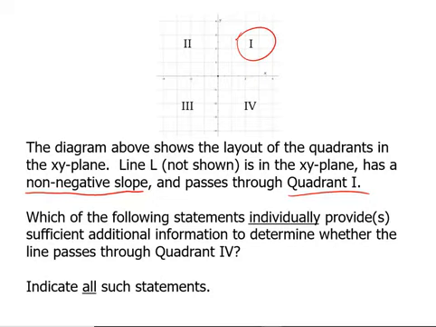And we want to know which of the following statements individually by itself provides sufficient information to determine whether the line passes through quadrant 4. And so if we get a piece of information and it allows us to give a definitive yes answer, yes, it absolutely goes through quadrant 4, then that's sufficient. Or if we get a piece of information, we can say yes, absolutely it does not go through quadrant 4, a clear no, that would also be sufficient. If we get a piece of information that leaves us with the conclusion, well, it could go through quadrant 4, but we don't know, that's not sufficient. So let's look at the statements.